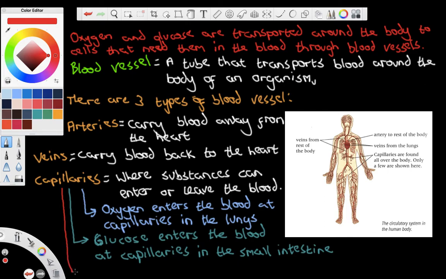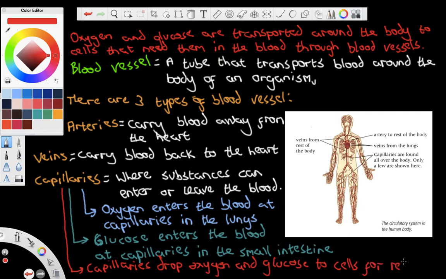that capillaries drop oxygen and glucose to cells for respiration. Okay?